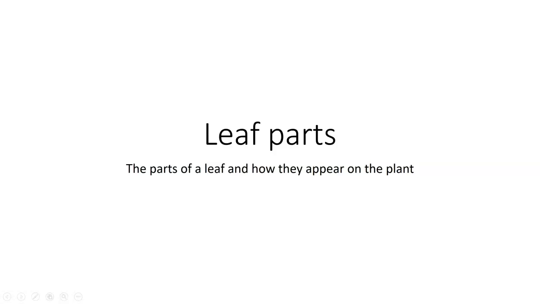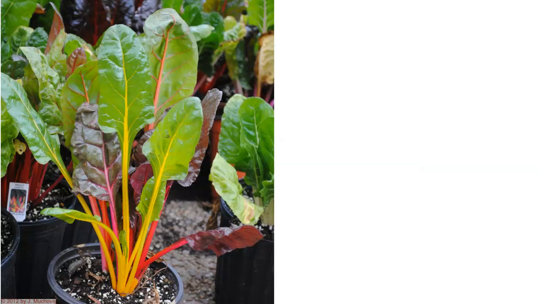Let's look at leaf parts. And this really goes down to the parts of the leaf and how they appear on the plant. This is Swiss chard. This is actually a relative of the beet. It's a very colorful vegetable. It is something that is edible, and you can buy this in the supermarket.